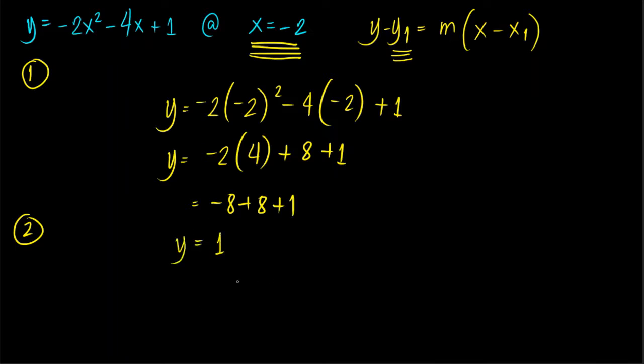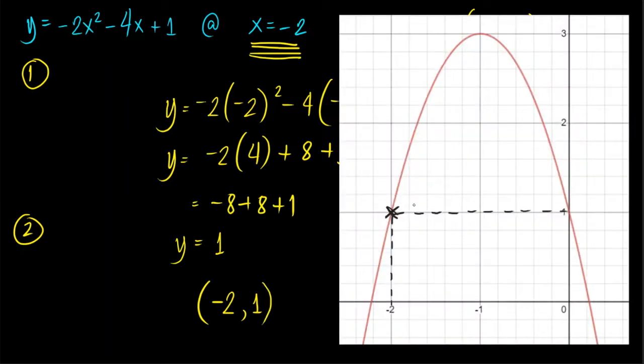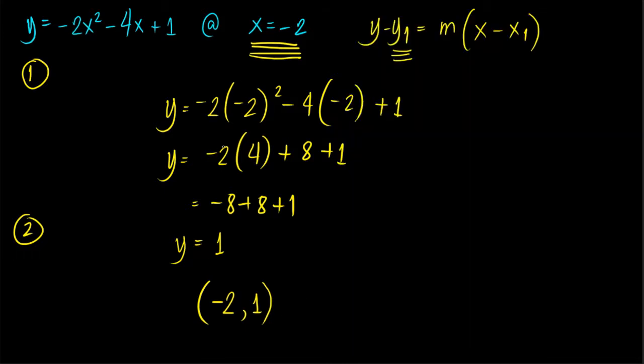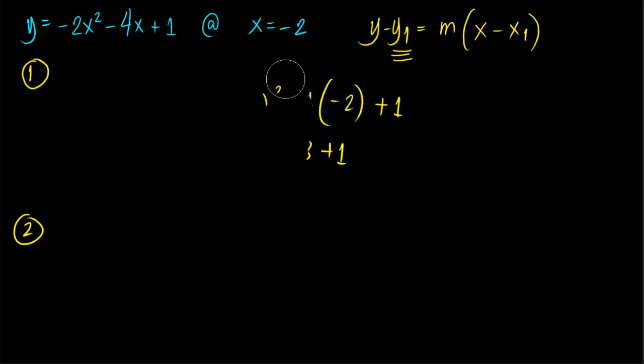So, the point that we are going to focus on is actually negative 2, the x component, and 1 for the y component. And this is what it looks like. So, this is the curve, negative 2x squared minus 4x plus 1. And we are going to look for the equation of the line tangent to it at negative 2, 1. So, as you can see, we can see the point we are focusing on. Okay, so let's close this and let's remove all of these. Now we know that we are going to focus at negative 2, 1.